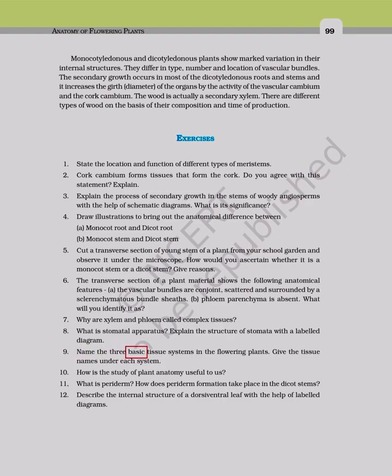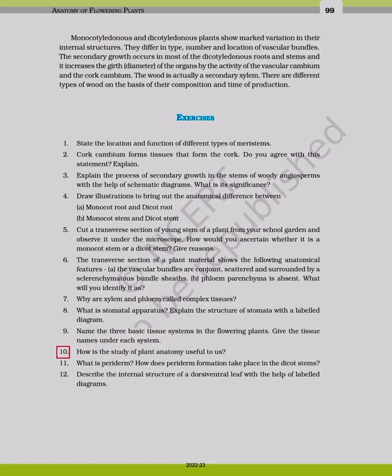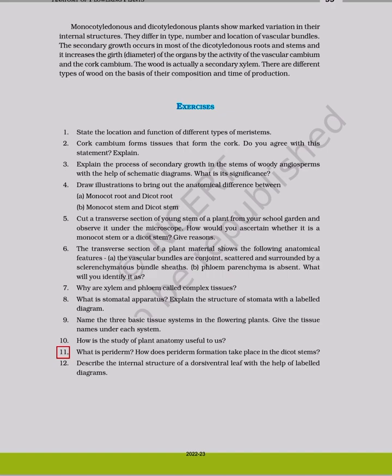9. Name the three basic tissue systems in the flowering plants. Give the tissue names under each system. 10. How is the study of plant anatomy useful to us? 11. What is periderm? How does periderm formation take place in the dicot stems? 12. Describe the internal structure of a dorsiventral leaf with the help of labeled diagrams.